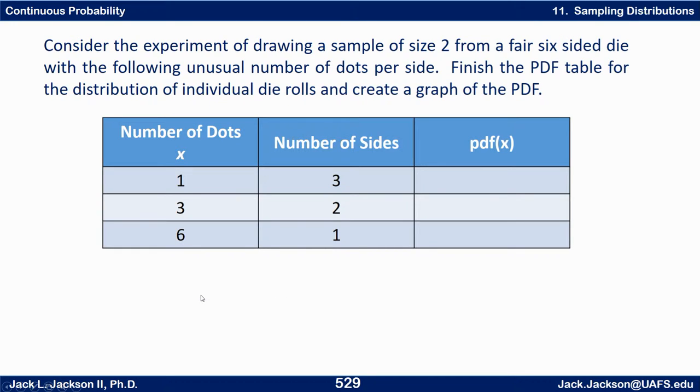So suppose we consider the experiment of rolling a sample of size 2 from a fair 6-sided die, but it has an unusual number of dots per side. Let's say each side is equally likely to come up, but there's 1 dot on 3 of the sides, 3 dots on 2 of the sides, and one side has 6 dots. So a total of 6 sides there. First thing I would like you to do is make a PDF table and graph for this. Press pause now.